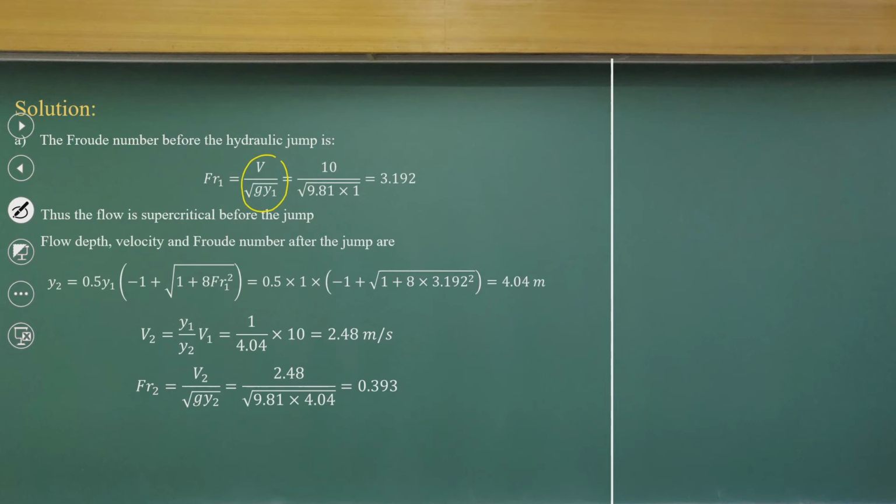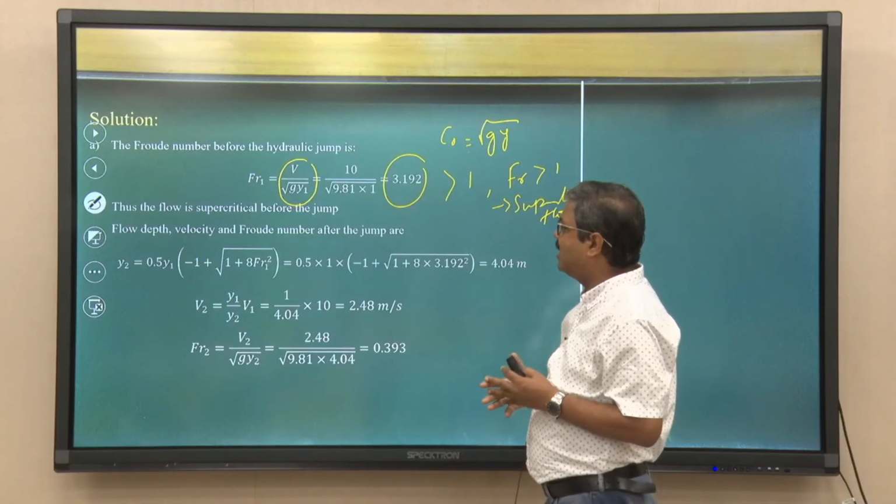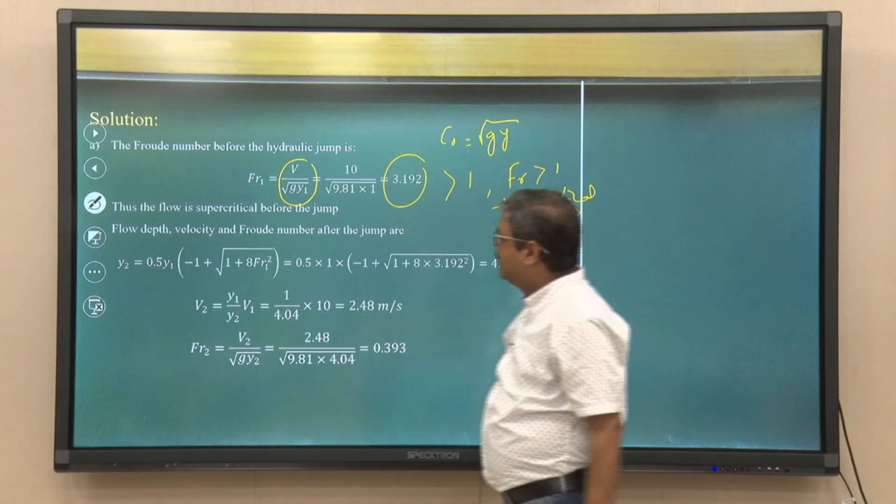The speed of the surface wave is C naught, the square root of g y, so y is here y1. So, we just substitute it, and it is greater than 1. So, the flow Froude number is greater than 1, so it is supercritical flow, no problem, as expected. So, then it will have the hydraulic jump formation.